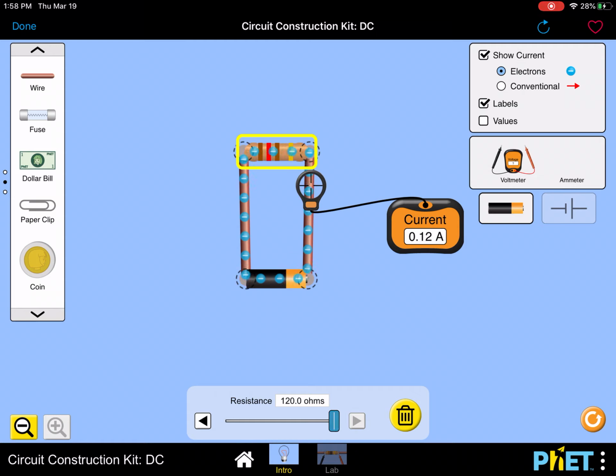And you can physically see, if you look at the blue circles with the minus sign in between them, those are physically representing the electrons. And as the resistance is so high, it is preventing them from going through that circuit as fast. It's lowering the current in that circuit.